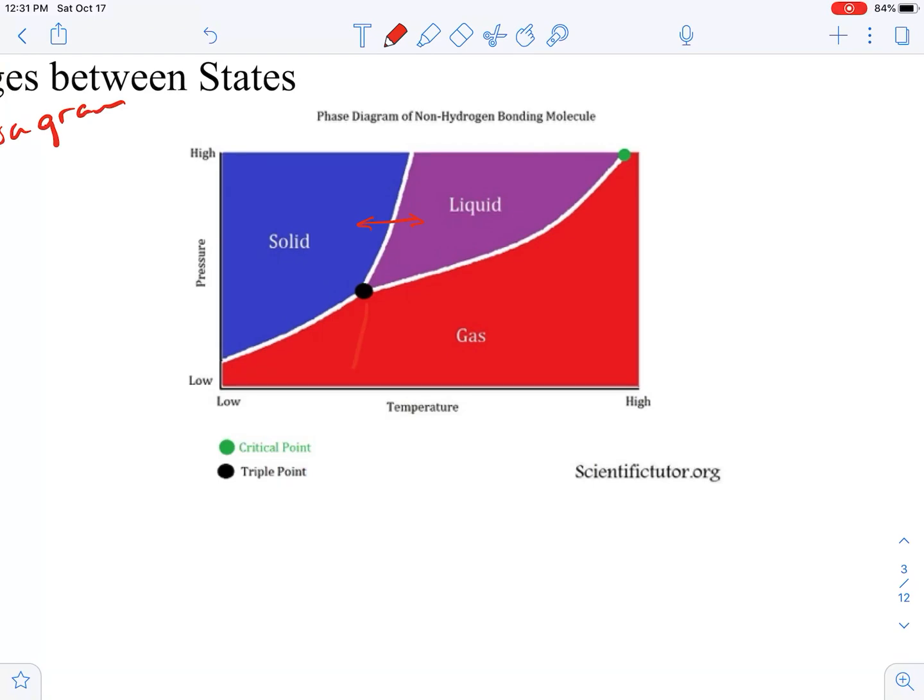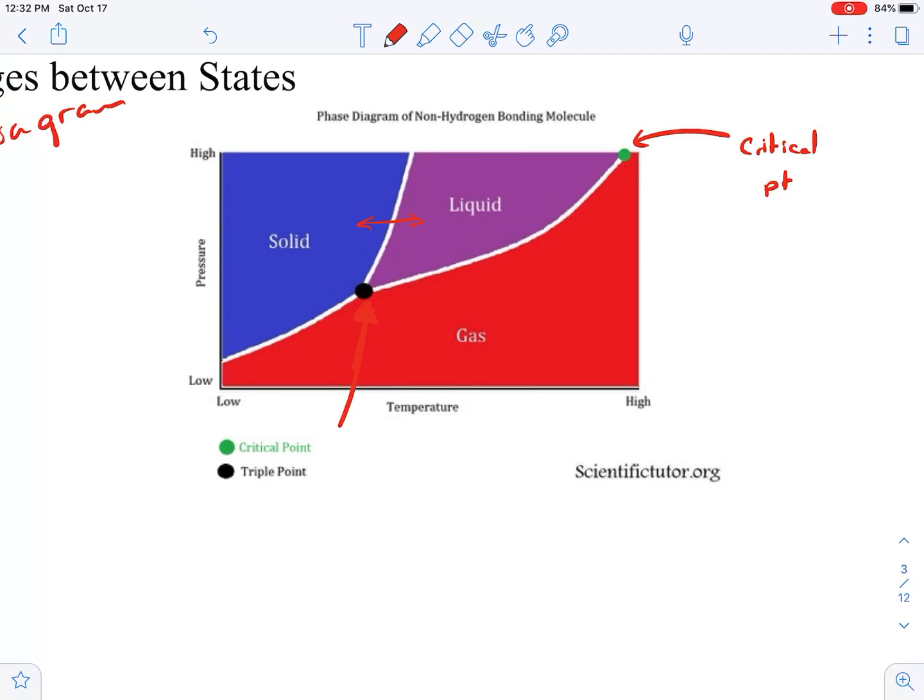One key point right here, that black dot, is called our triple point, and that's where all three phases of matter exist at the same time, which is kind of crazy to think about. This green dot up here is called our critical point. What's happening at the critical point is that we have our liquid and our gas in equilibrium, so we have both liquid and gas present.